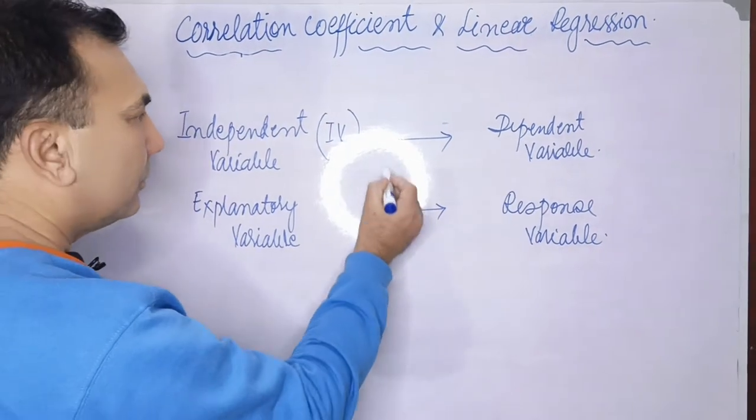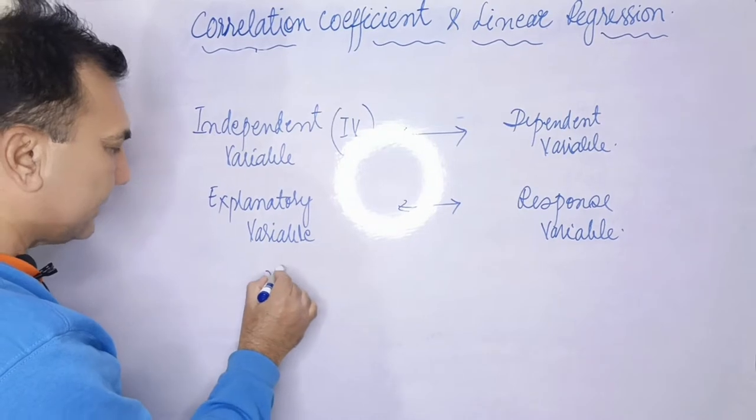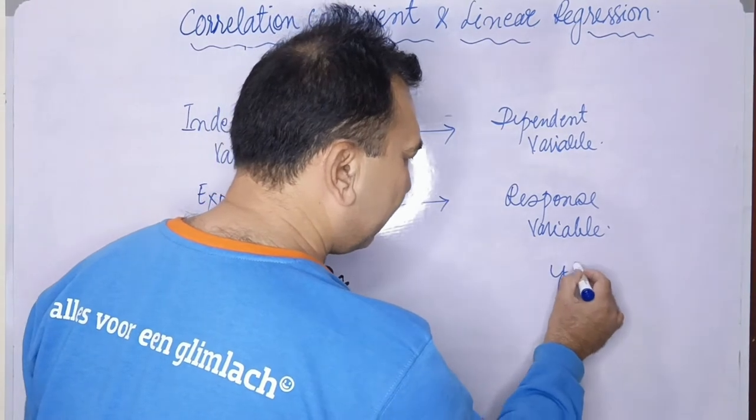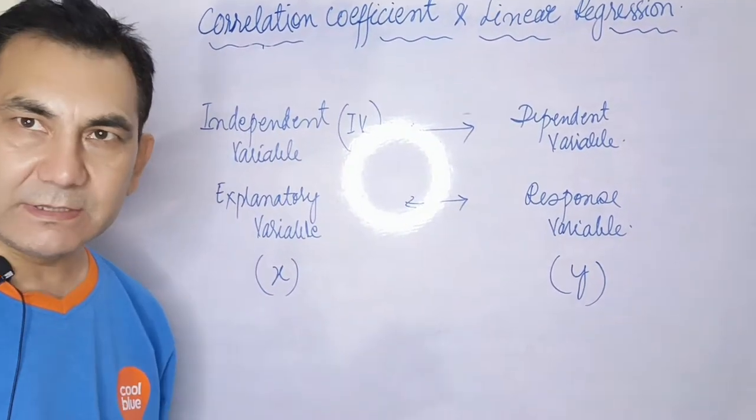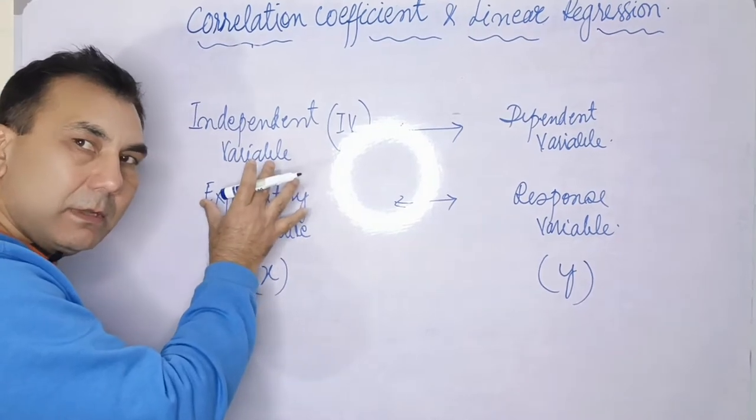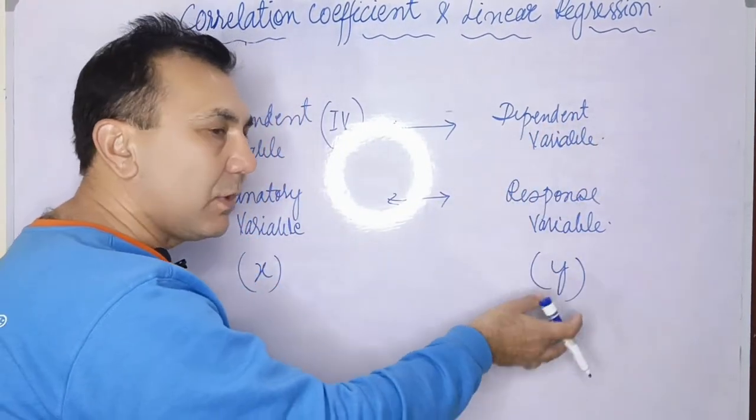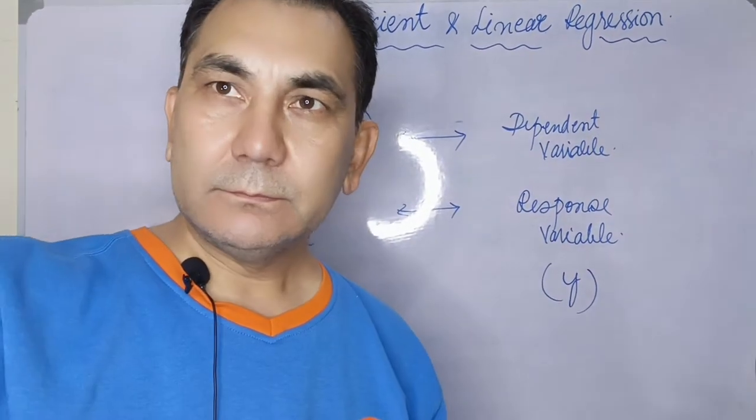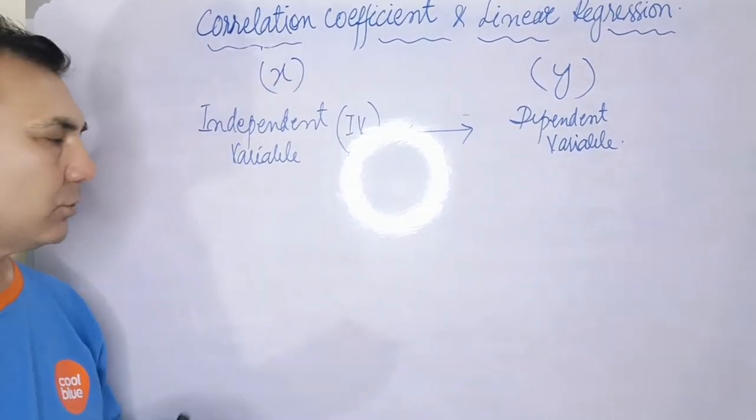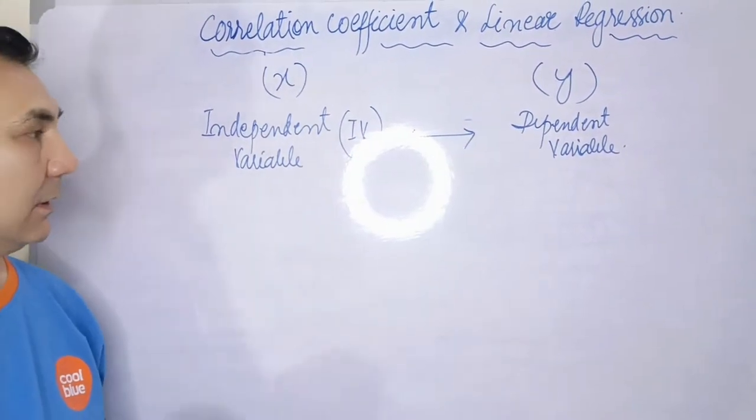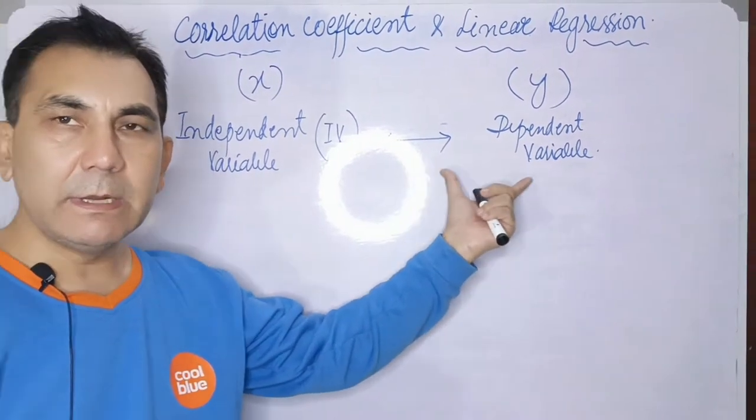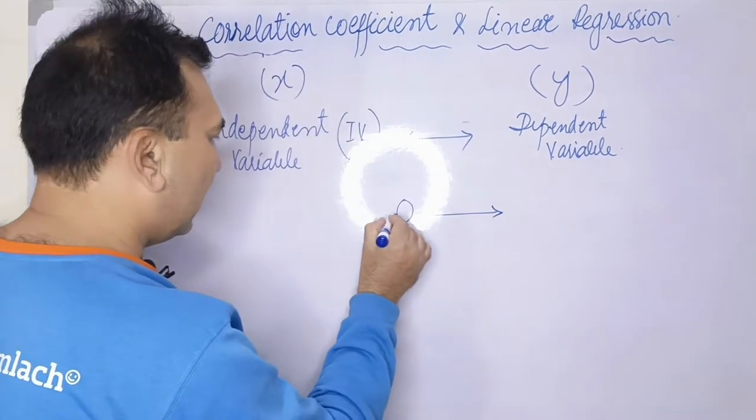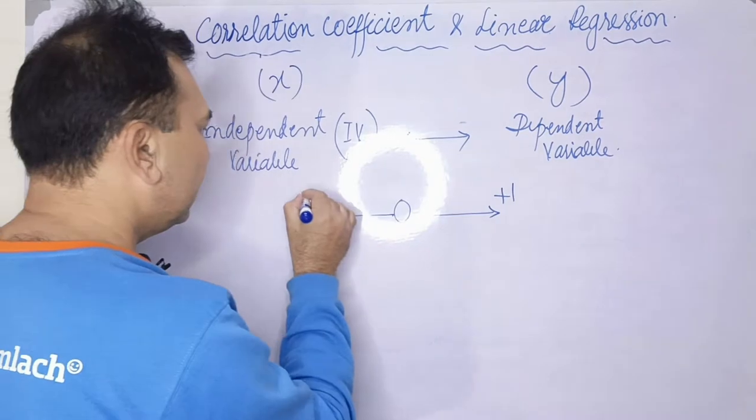Okay, now the independent variable always lies on the x-axis, and the dependent variable always lies on the y-axis. The x-axis is the independent variable, and the y-axis is called the dependent variable. Now let's go through the relationship. The relationship between the independent variable and dependent variable lies between plus 1 and minus 1.